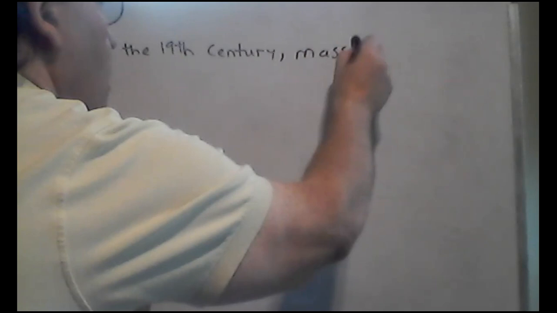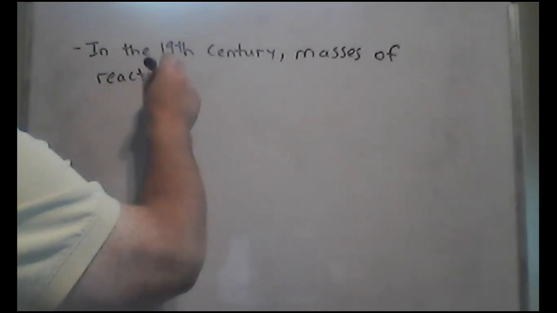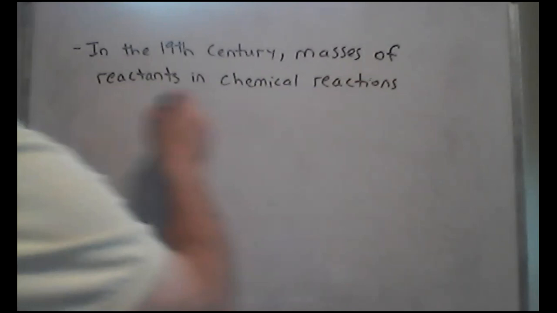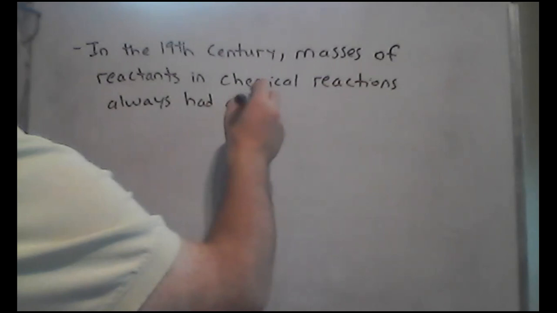So for instance, in the 19th century, masses of reactants in specific chemical reactions always had a particular mass ratio. All right, so masses of reactants in chemical reactions always had a specific mass ratio.